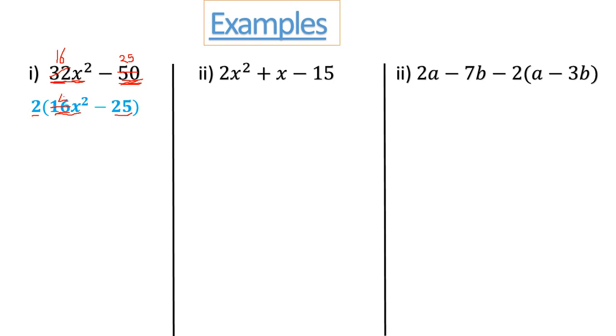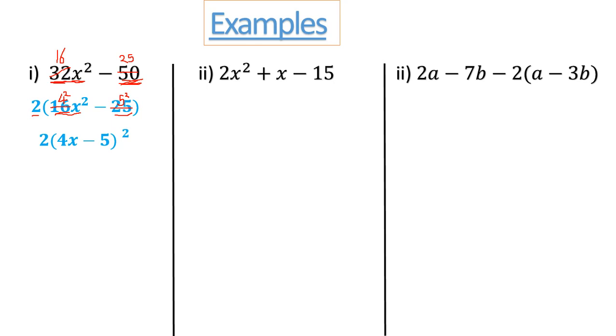And that number is a 4. So we can write 4 squared. And we need to look for a number that we can multiply 2 times to get 25, which is a 5. So 5 squared. Okay, so now we can expand these as a difference of 2 squares.